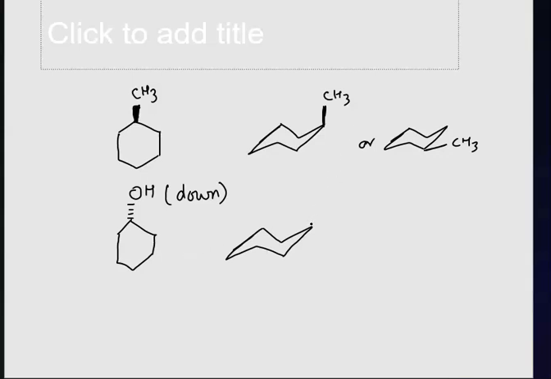Can you choose this position? You can, but you cannot make it axial. You have to make it equatorial because then only it will point down. Or you could have chosen the carbon next to it, this carbon here. But now, since the OH has to be down, as the question says, you are forced to choose the axial. You cannot do the equatorial.